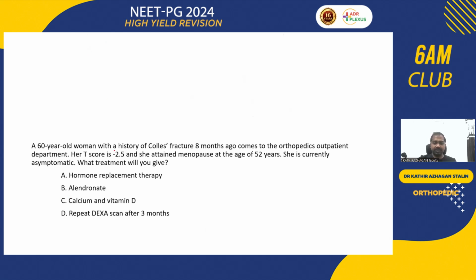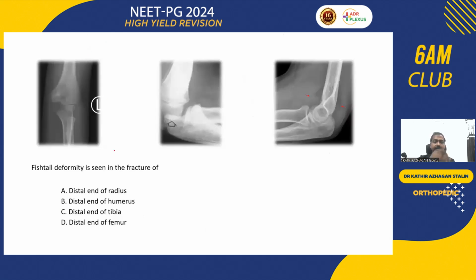Now this is the same question we discussed. What fracture are we dealing with? Can you see a fishtail there? That's the classical fishtail, distal end of humerus. It is a supracondylar fracture.